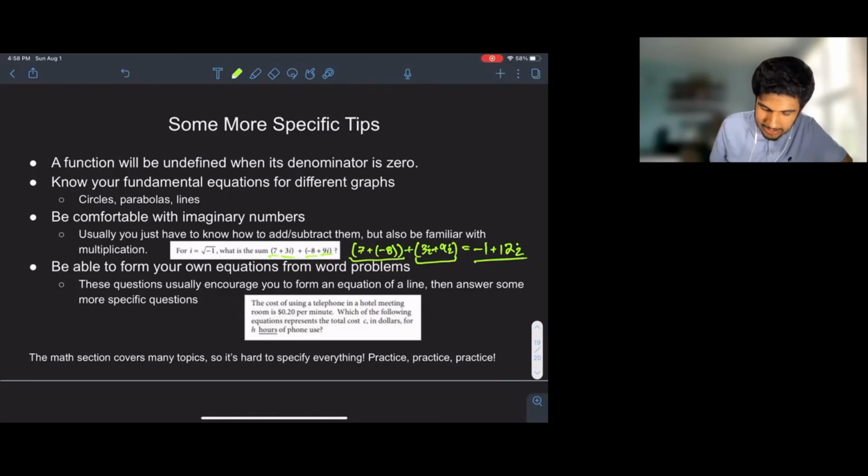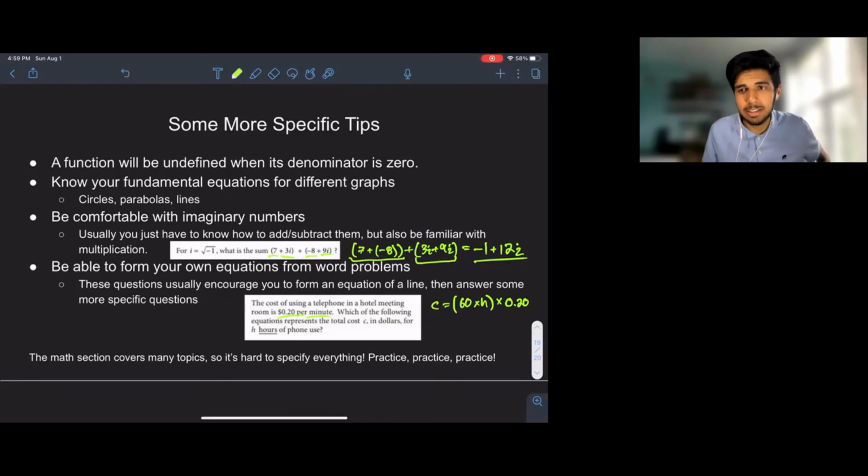So C is the total cost, and that seems to depend on the amount of time we spend on it. So we'll say C is the dependent variable. And H hours, but we're given 20 cents per minute, so let's convert H hours to minutes. There's 60 minutes in 1 hour, so there's 60 times H minutes in H hours, and then we just multiply by 0.20 to get how much it costs in dollars. If this example was too quick, that's okay. This is just to show that you should be able to create an equation from a problem.